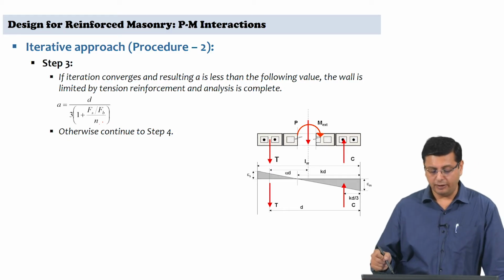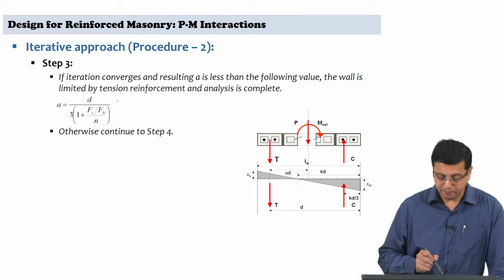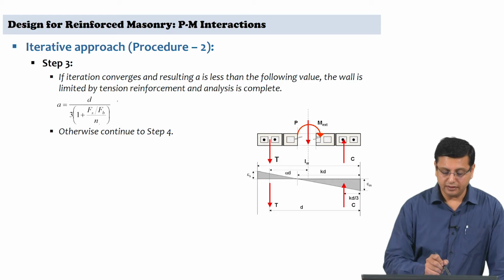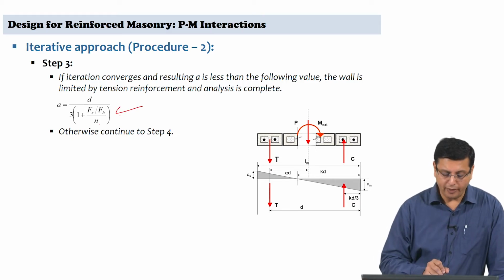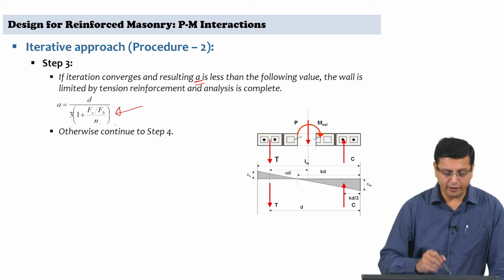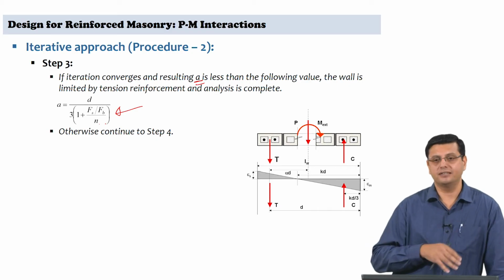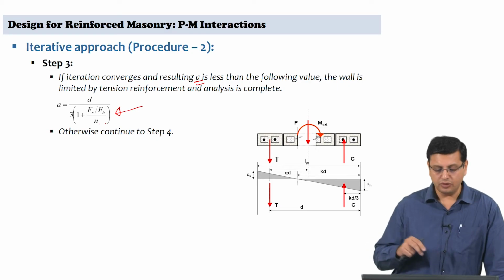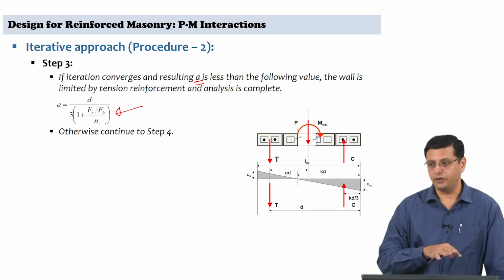If you calculate this value of A, and if the resulting value of A is less than this value, that is the value that you have used in your previous calculations, you get a converged value. If that converged value is less than this limiting value, then your analysis is complete. The tension controlled assumption is correct, and you can proceed to use the area of steel that you have used for that set of calculations as the final area of steel required.